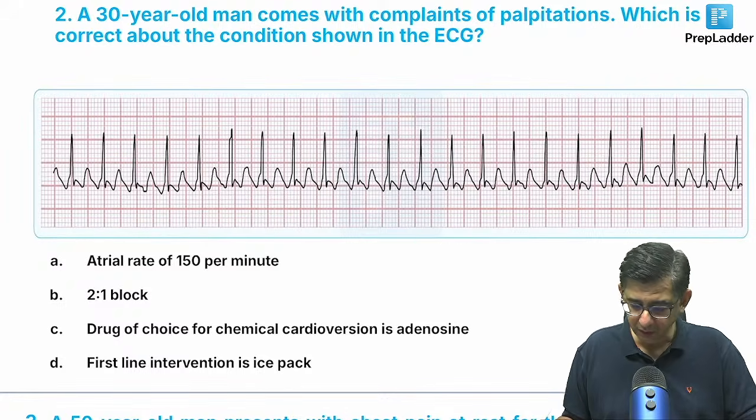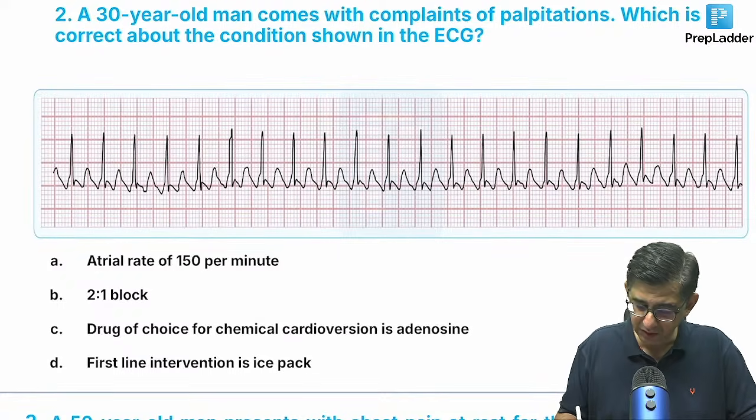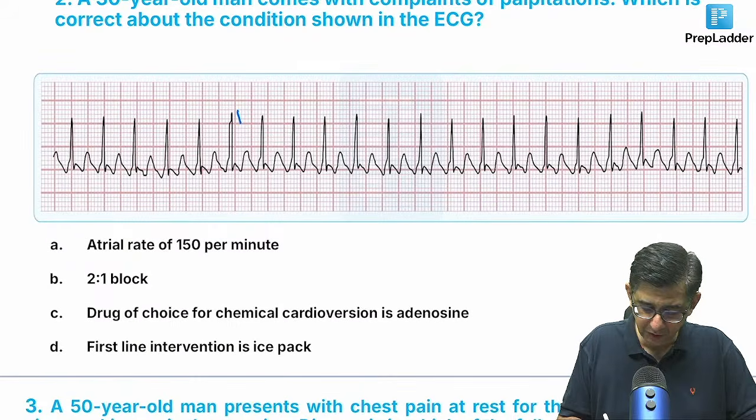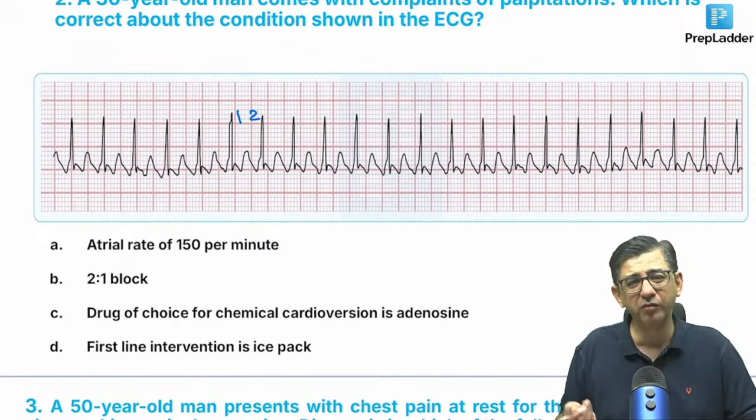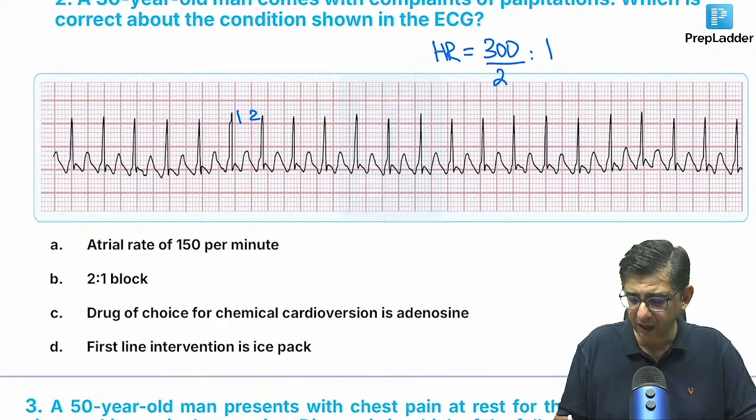Okay, so coming to the next one, we have a patient with palpitations. Quickly hit the comment button. What is the rhythm abnormality that is shown here? And I can see that the heart rate of this patient would be something like 1.5 to 2 large squares. Mathematically speaking, the heart rate of this patient is hovering around 300 divided by 2. I can say that a little less than 150 is the heart rate at the moment.